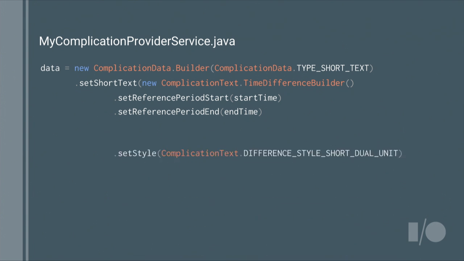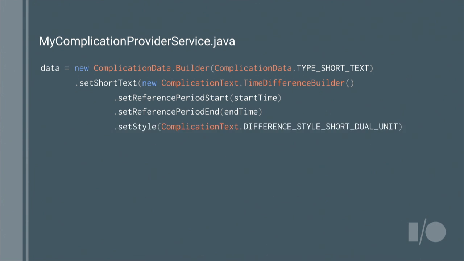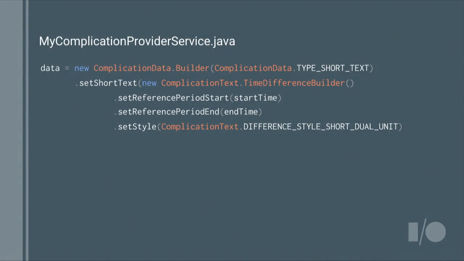Now we add a style. This just determines how the text is formatted, is displayed. In this case, we're using short dual unit. That means, for example, if the time difference was 5 hours and 15 minutes, it would show 5H15M. That completes the time difference text. So we call build. There's one more thing.